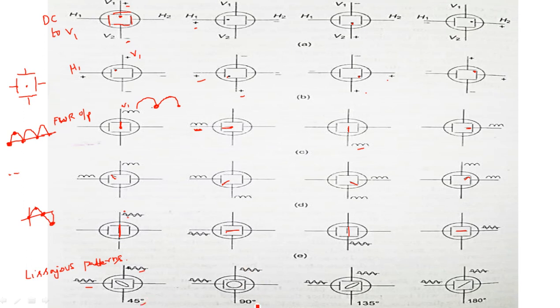Here also the phase angle difference is 90 degrees. Here also, 135 degrees. Here also, 180 degrees. So depending upon the phase difference, we have different patterns. Those patterns are known as Lissajous patterns.